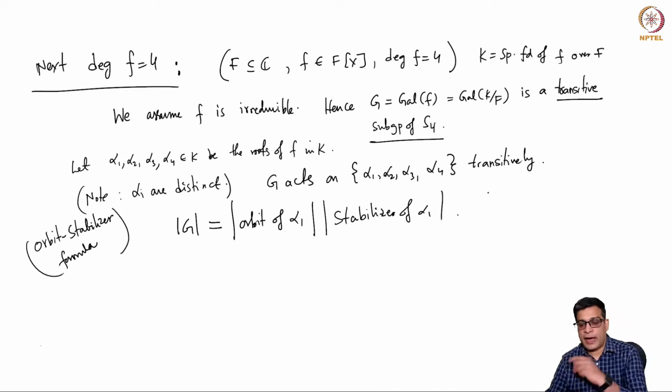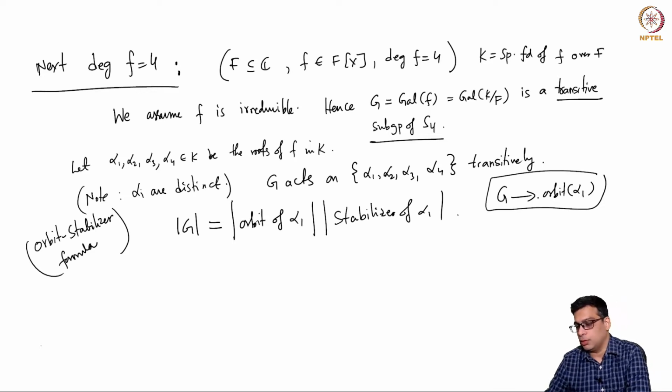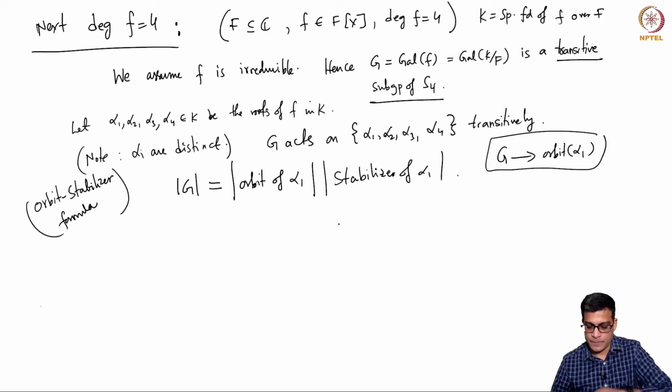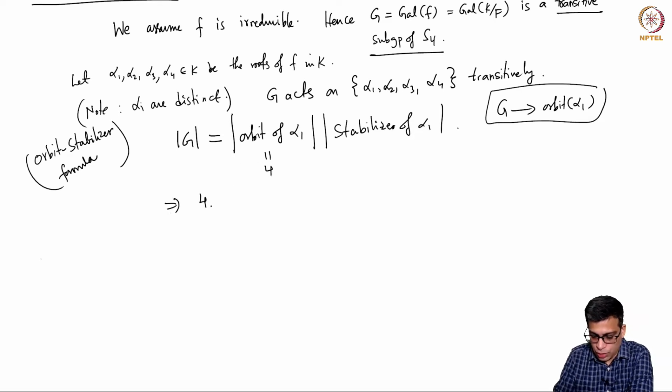There is a map from G to the orbit of alpha 1 which sends sigma to sigma of alpha 1, and the kernel is the stabilizer, since the only things that map to alpha 1 are in the stabilizer. Using that you can prove this formula. But the orbit is of size 4, because G acts transitively: the orbit of alpha 1 is the entire set alpha 1, alpha 2, alpha 3, alpha 4. So we conclude that 4 divides the order of G.